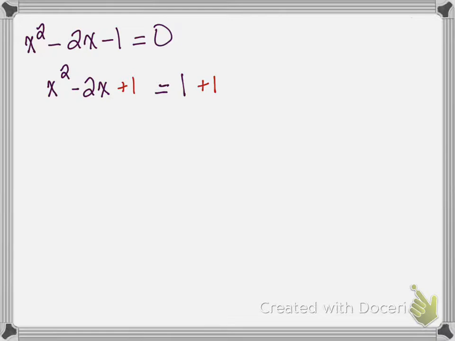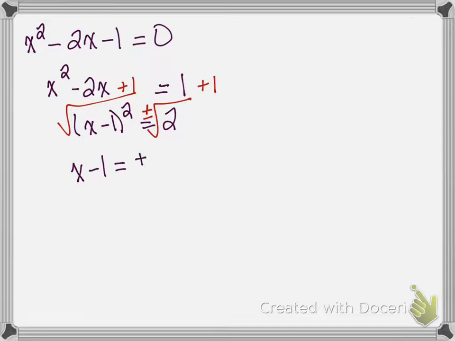X squared minus 2x plus 1 factors. I'm going to take the square root of both sides. When I take the square root of 2, I have to do my plus or minus. So I have x minus 1 equals plus or minus the square root of 2. And my last step is to add 1 to both sides. So I have x equals 1 plus or minus the square root of 2. And that process right there is completing the square.